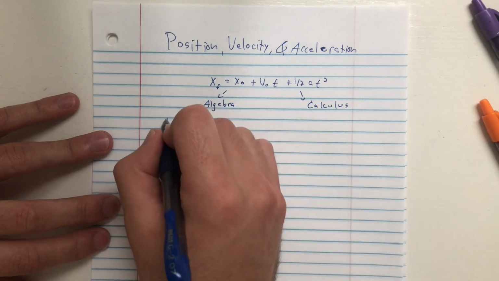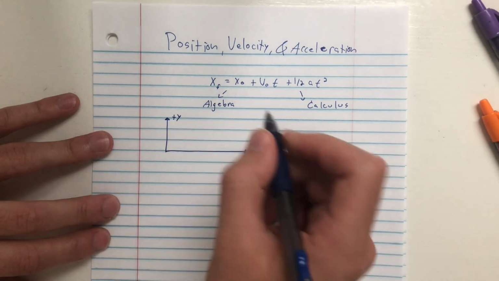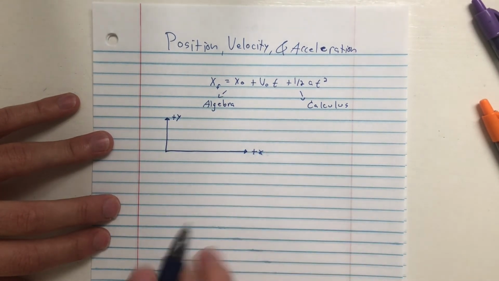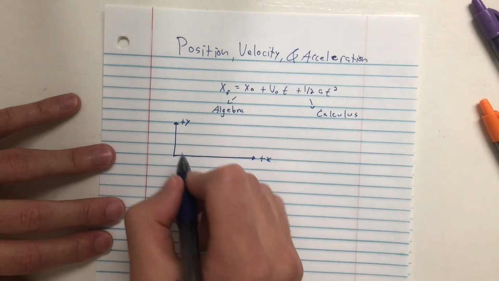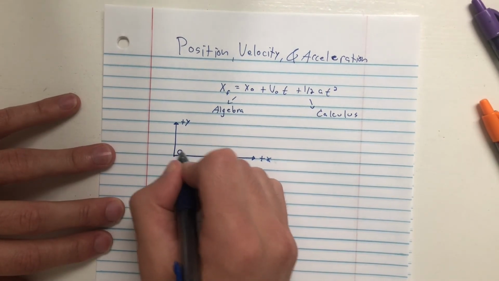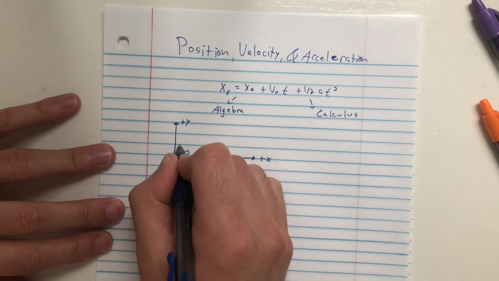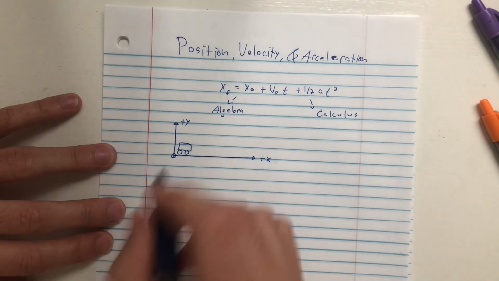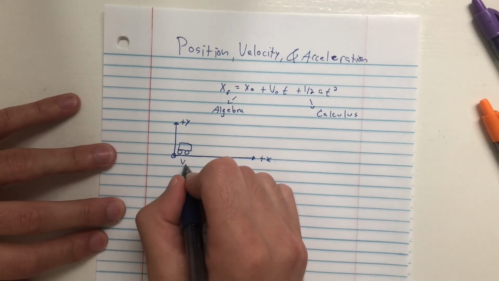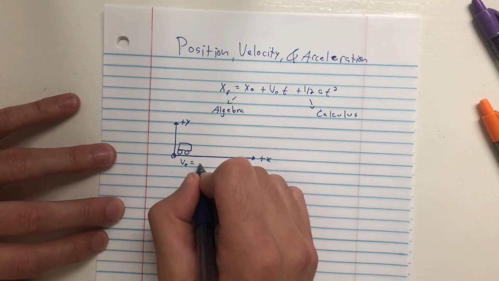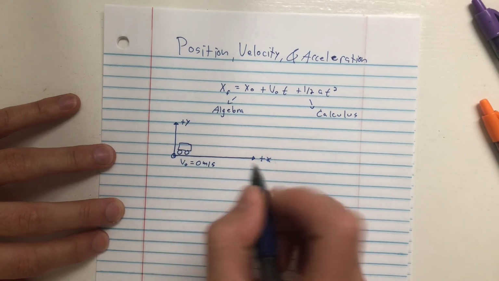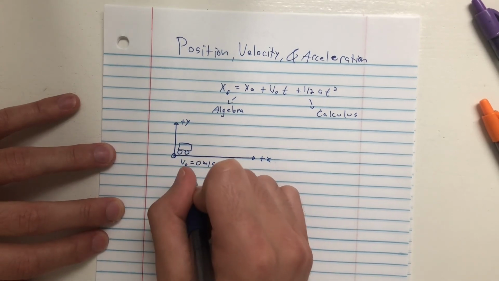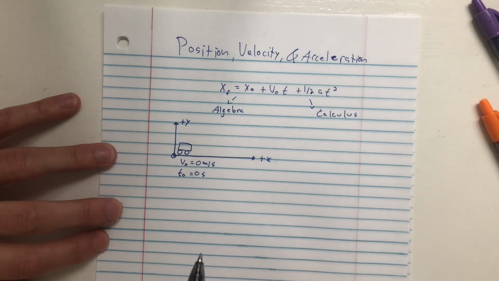So let's say that we have some car. Oh, sorry, that got smeared. So let's say that we have some car that starts out at the origin. This will be the origin. And it starts out with no initial velocity, so v naught equals 0 meters per second. It starts out at t naught equals 0 seconds.